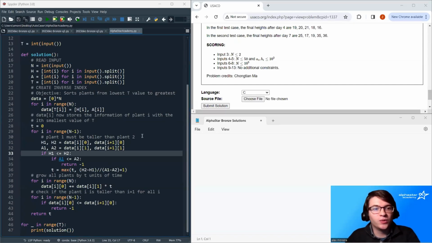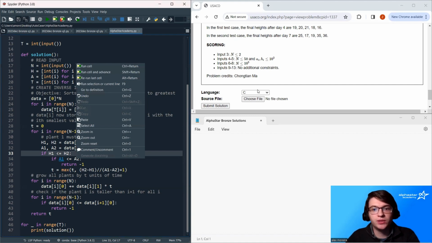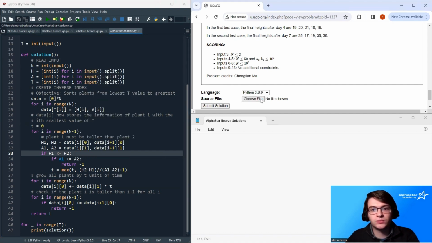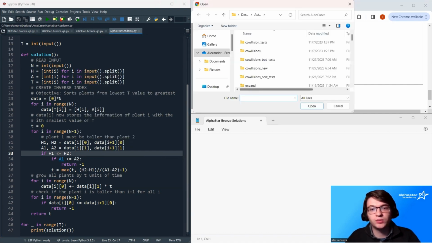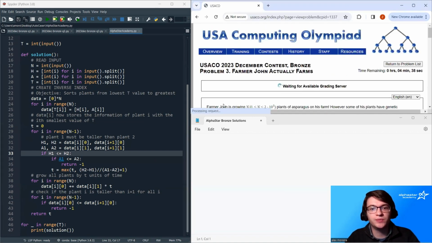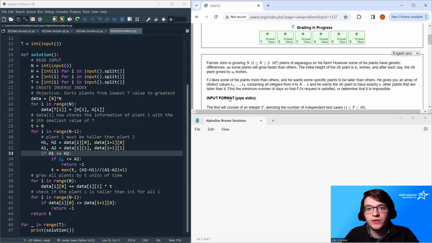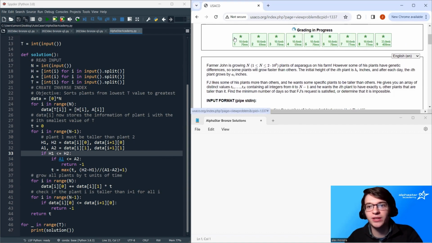All right, we're now going to check the code and see if it works. So we're going to upload it: AlphaStar.py, submit solution, wait for that grading server, and we'll see that we do indeed pass all of the test cases.